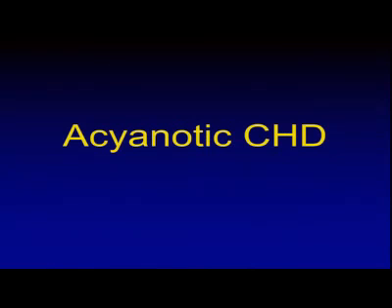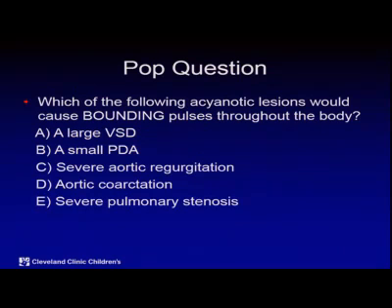So starting with acyanotic congenital heart disease. Pop question: which of the following acyanotic lesions would cause bounding pulses throughout the entire body? Large VSD, small PDA, severe aortic regurgitation, aortic coarctation, and severe pulmonary stenosis.